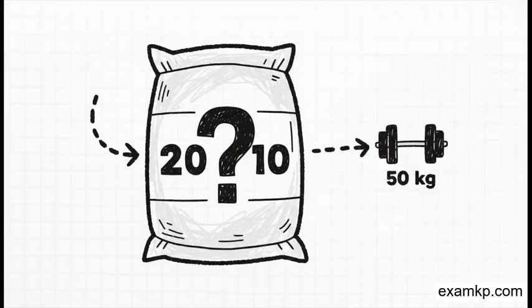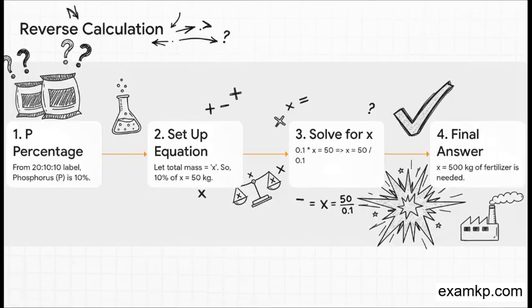Let's break it down step by step. From the label, we know phosphorus is 10%. We're looking for the total mass, so let's call that X. This means that 10% of X must be equal to 50 kilograms. So our equation is 0.1 times X equals 50. To find X, you simply divide 50 by 0.1, which gives us a total mass of 500 kilograms. By just setting up a simple equation, you can solve these reverse problems nice and easy.